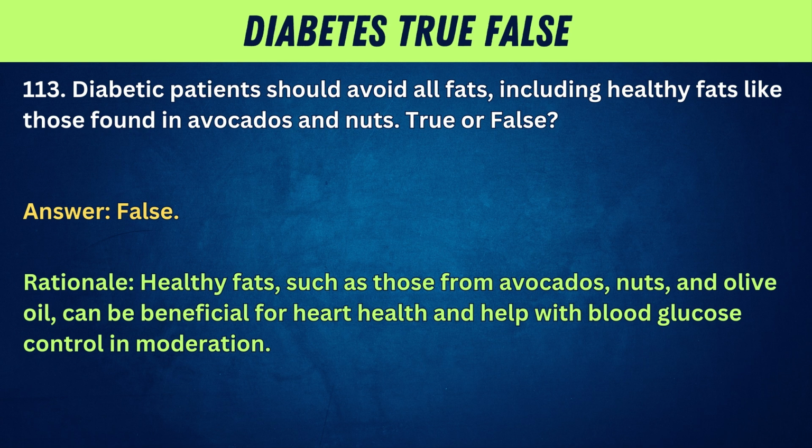113. Diabetic patients should avoid all fats, including healthy fats like those found in avocados and nuts. True or false? Answer: false. Rationale: healthy fats, such as those from avocados, nuts, and olive oil, can be beneficial for heart health and help with blood glucose control in moderation.